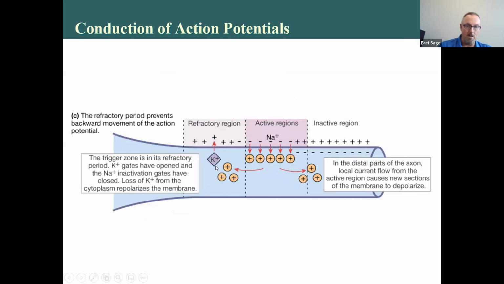You can see now, after the sodium has come in, now the potassium is going to go out. So this is anatomically what's happening. Even though the movement of sodium is happening first, the potassium happens second. And so it spreads down this way, and then the potassium is going to go out. The refractory region means that this is where the potassium is going out and it's resetting. No action potential can be initiated here.